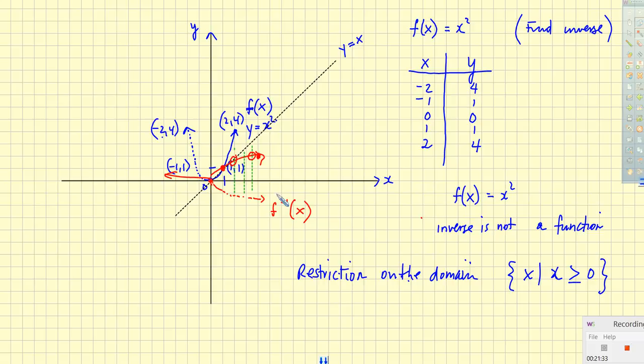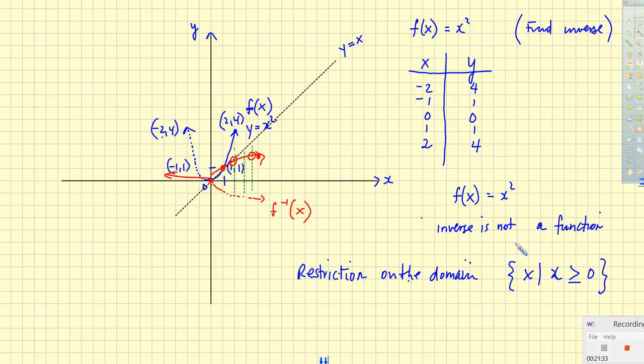So with a restriction on the domain, yes, x squared does have an inverse. If I don't put a restriction on the domain, then no, x squared does not have an inverse that is a function.